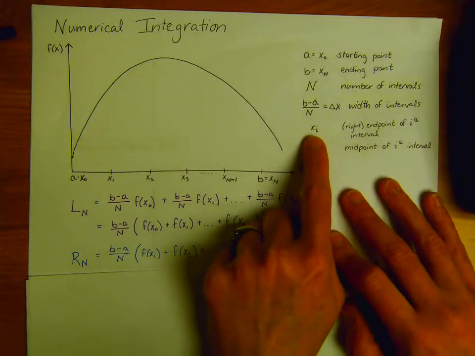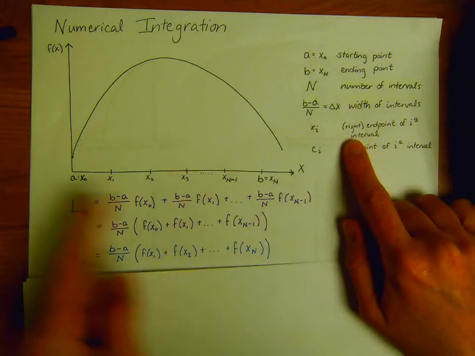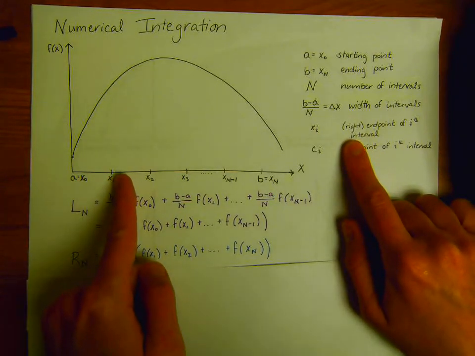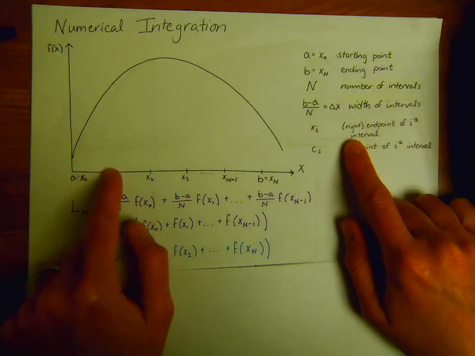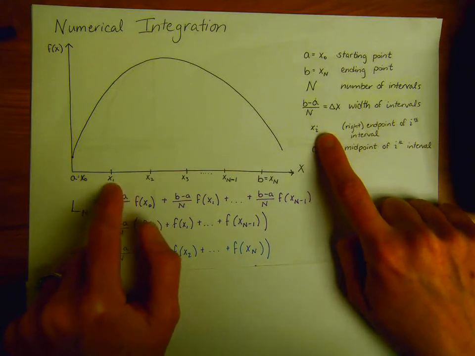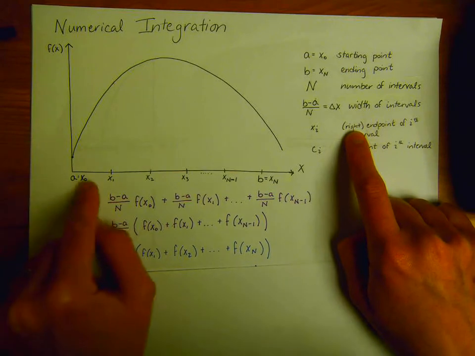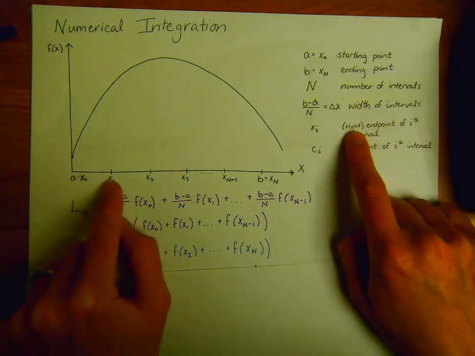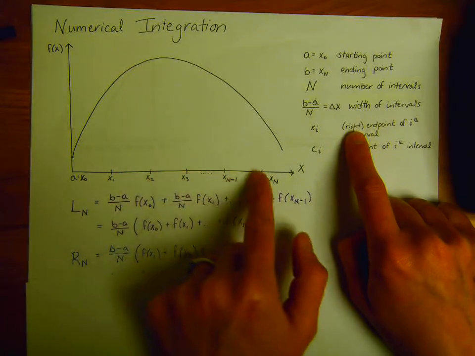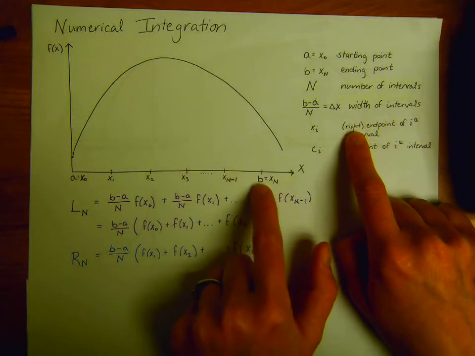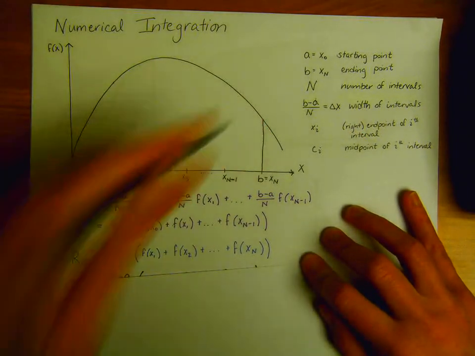Now I've added a couple of labels to make our notation a little cleaner: x sub i is the endpoint of an interval. For the first interval, x sub 1 is the right endpoint of the first rectangle, because I started at 0. Then x sub 2 is the right endpoint of the second one, all the way up to x sub n, which is equal to b, the end. Maybe I'll add this line here, because that's where we're ending our integration.